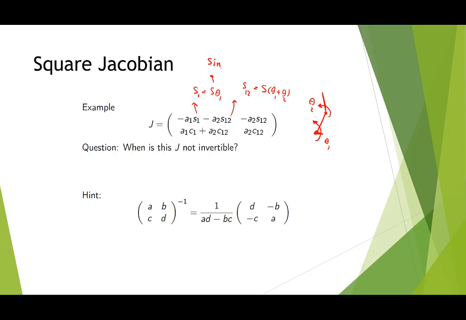From linear algebra, probably you can remember that the inverse of a 2 by 2 matrix is given by this equation. And it is fully invertible when the determinant term here is not 0. If this is 0, you cannot define an inverse for this matrix. So this shows that even for a fully actuated robot that has a square Jacobian, there might not be a solution to the inverse problem when the Jacobian is not invertible.